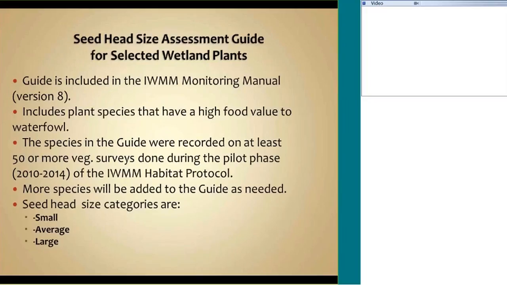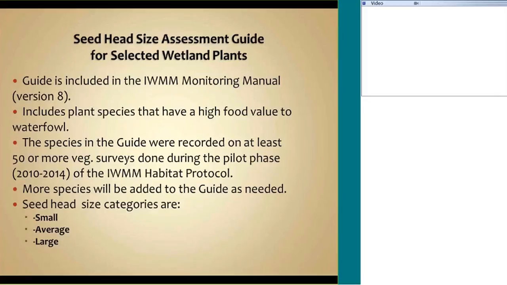Okay, as I noted in the previous slide, the seed head assessment guide is included in the monitoring manual, which will be available on the IWMM webpage. Currently, version 8 is the most current version, and it includes wetland plant species that have high food value to waterfowl. The species that are currently in the guide consist of those wetland plant species that were recorded on at least 50 or more vegetation surveys during the pilot phase during 2010-2014. So those are the ones we included in the guide initially.